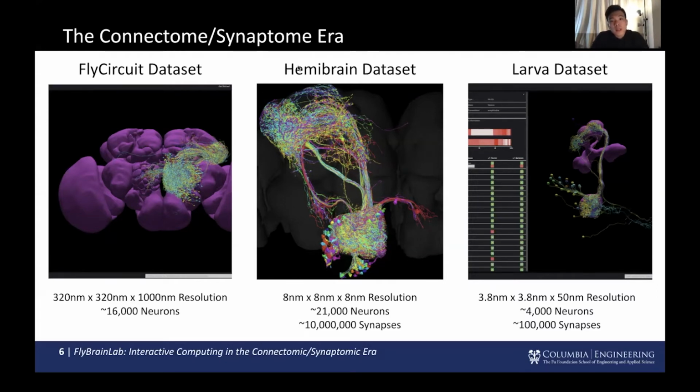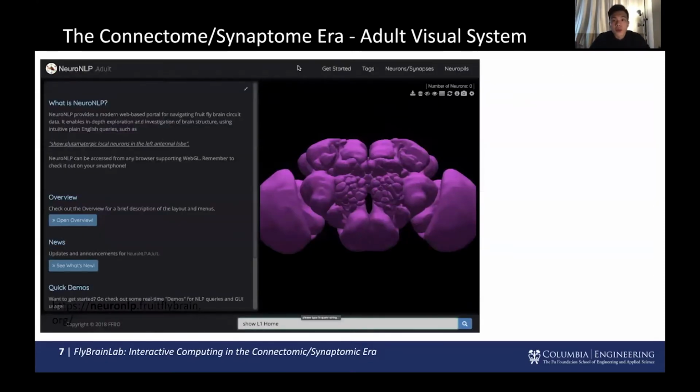To better illustrate how we use these data and what this structural information typically looks like, I would like to give you a demonstration using one of the in-house web applications that we have developed called NeuroNLP. And here's a screenshot of NeuroNLP. This web application has 3 components.